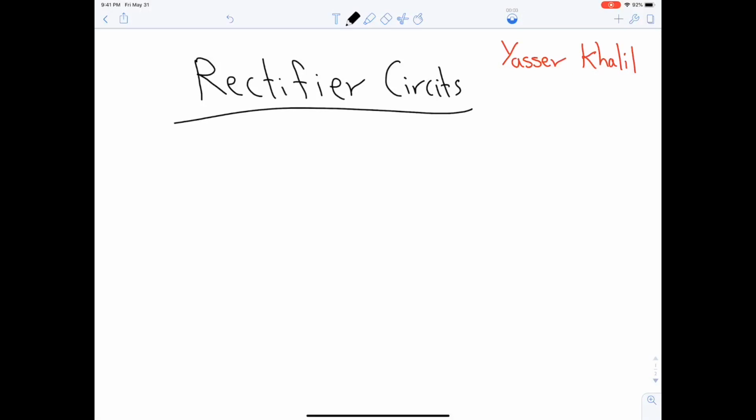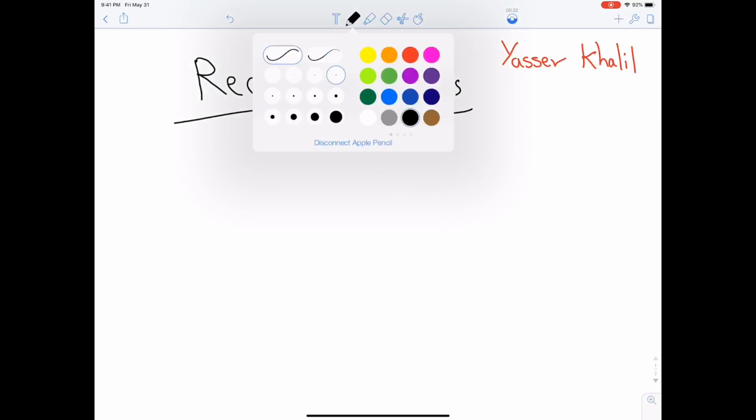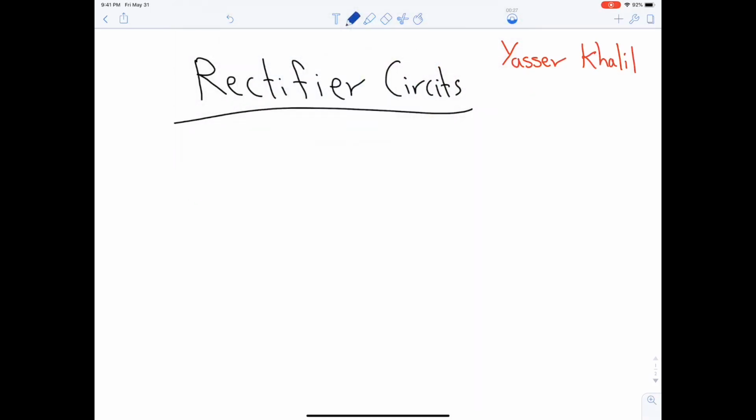Hello ladies and gentlemen. In this video we will conclude chapter 3 where we will analyze different kinds of circuits, starting with the rectifier circuits, which form an essential building block of the DC power supplies. The first form of the rectifier circuits that we will discuss is the half-wave rectifier.